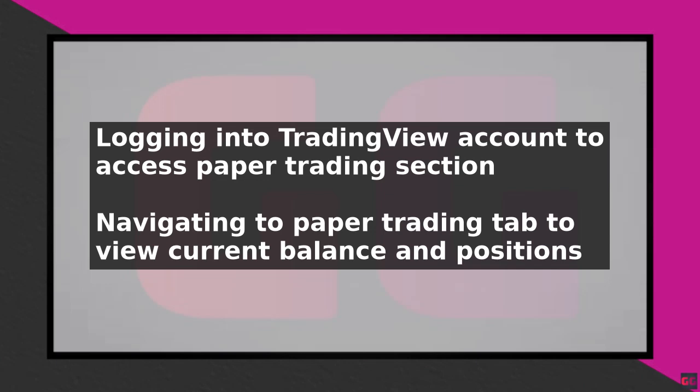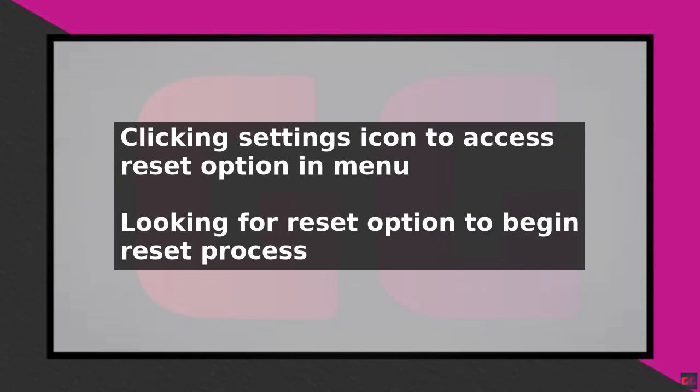First, click on the Paper Trading tab, usually located at the top of the screen. Here, you will see your current paper trading balance and any open positions. To reset paper trading, click on the Settings icon, which is typically represented by a gear or cog symbol.